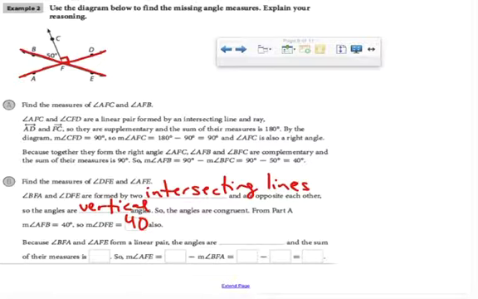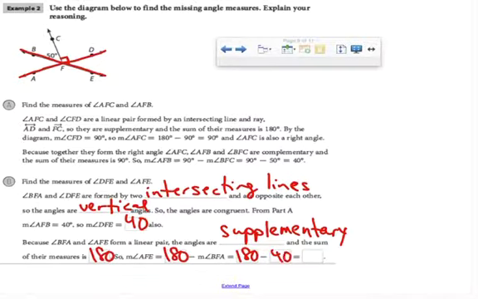Since angles BFA and AFE form a linear pair, the angles are supplementary. And the sum of their measures is 180. So angle AFE is going to equal 180 minus the measure of angle BFA. So that's 180 minus 40, giving me an answer of 140.